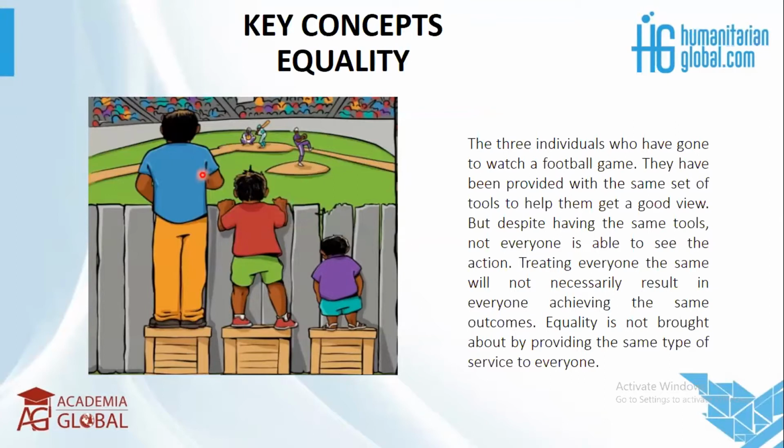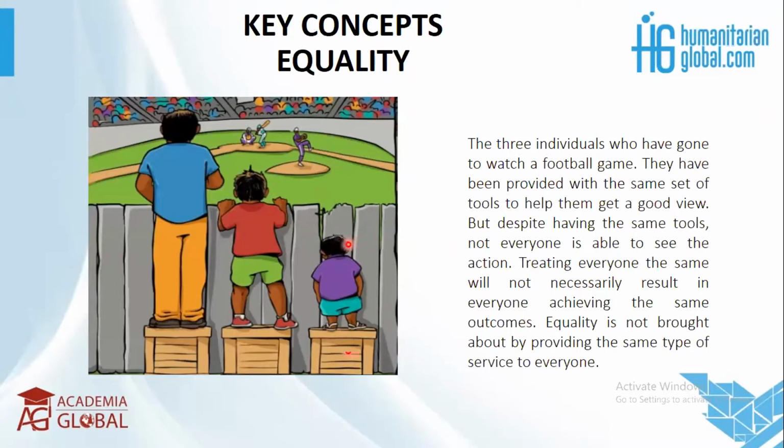Because this guy is tall, he is able to see the action very well. And you see that this second person is likely to also have a view. But this third individual here, even though they've been given this tool, is not able to view the football match. So what this means is that treating everyone the same will not necessarily result in everyone achieving the same outcomes.